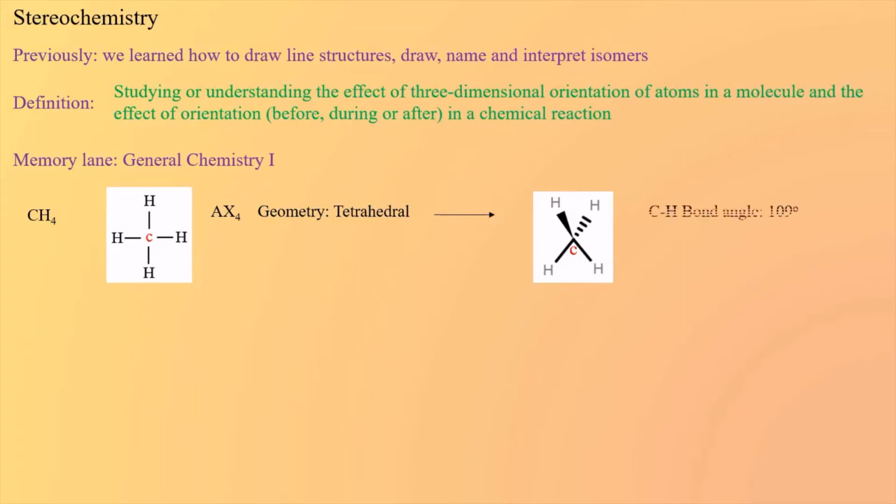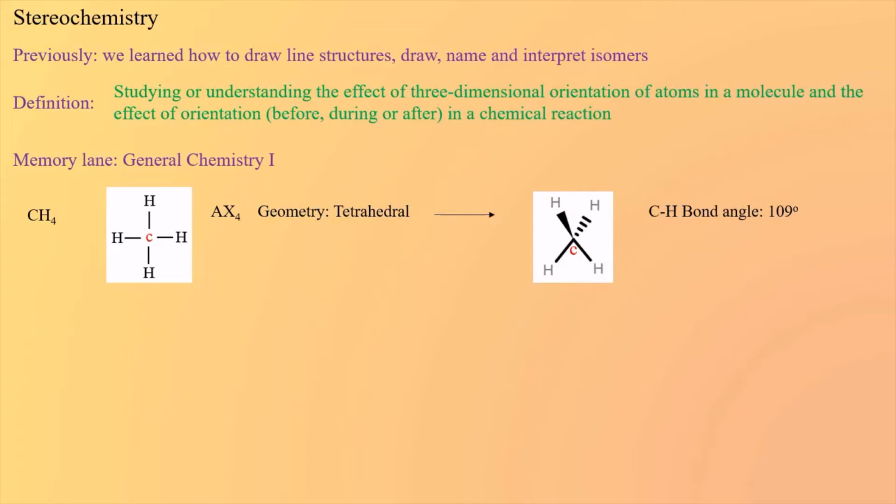Now, there's another piece of information: the bond angle between carbon and hydrogen is 109 degrees. As it's written in the 2D format, you would think that the bond angle is 90 degrees, because that's just the way we drew it. But that's not the case.